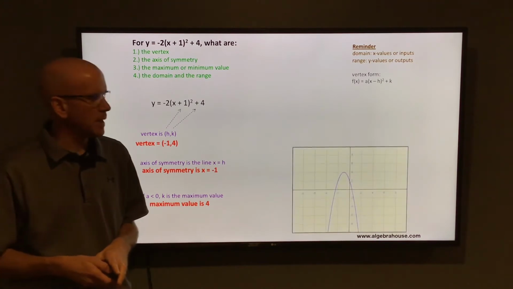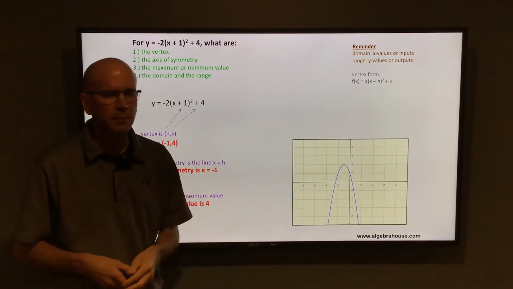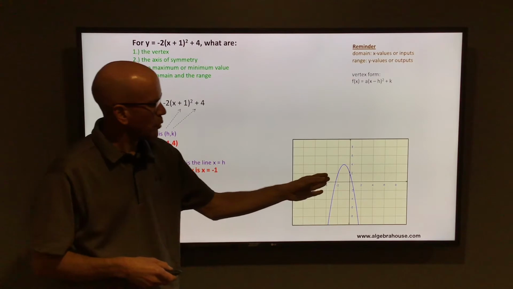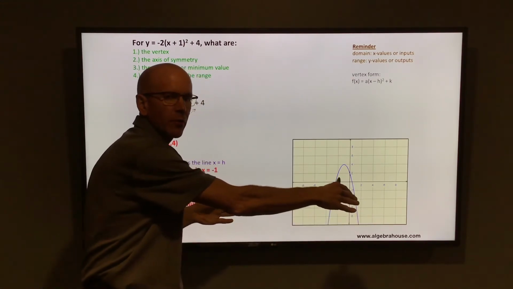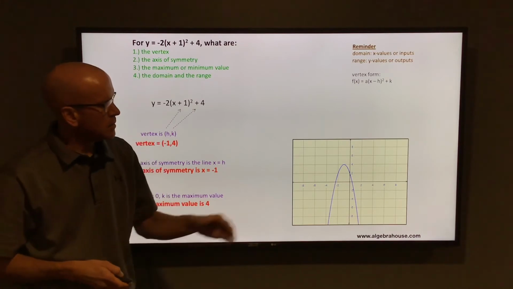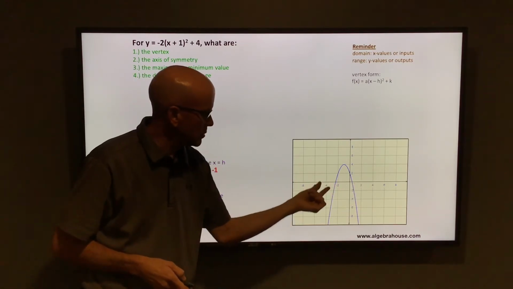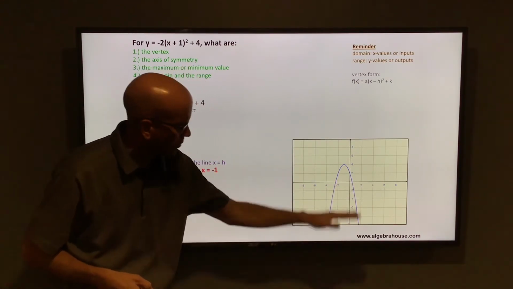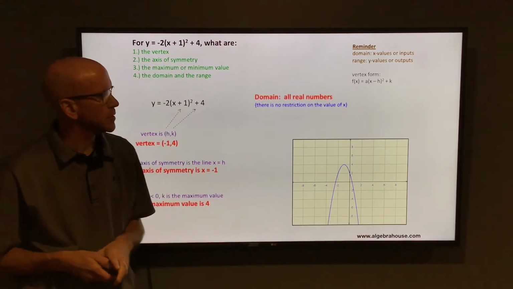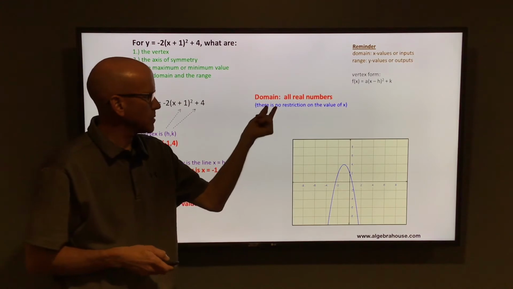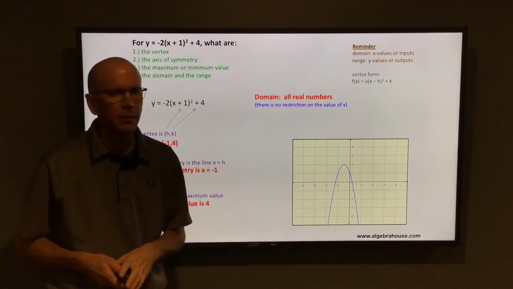And then for the domain and range, it helps to see the graph to think about the domain and range. As that parabola goes farther and farther down, it's going to extend out farther and farther to the left and right. So think about the x values that are used in the construction of this graph. As it goes farther down, it's going to get wider and wider. So all x values would be used in the construction of this graph. Or we could say the domain is all real numbers.